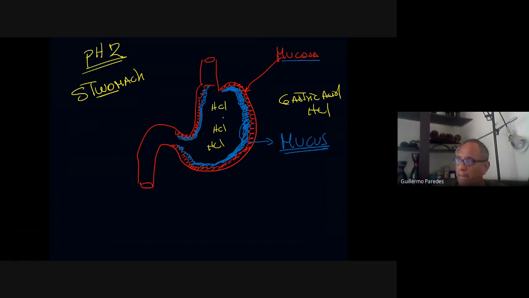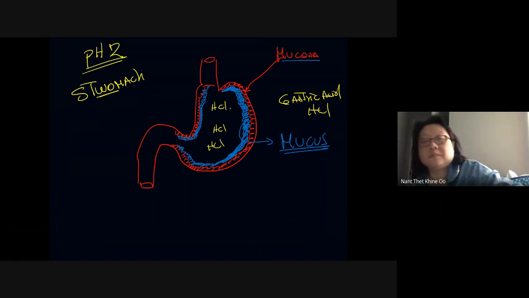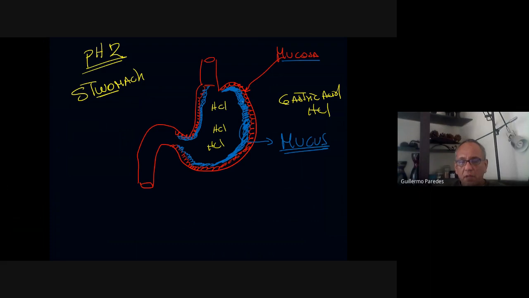We okay with that? Okay. So these gastric acids are not going to touch the mucosa. So when you have, for example, alcohol or you take too much spices or whatever, you have so much gastric acid that the mucus sometimes is not thick enough. So the gastric acid is then able to touch the mucosa of the stomach, producing ulcers. Okay? We get with that?